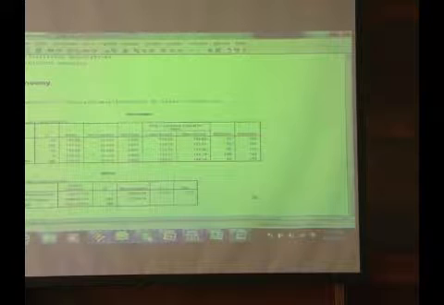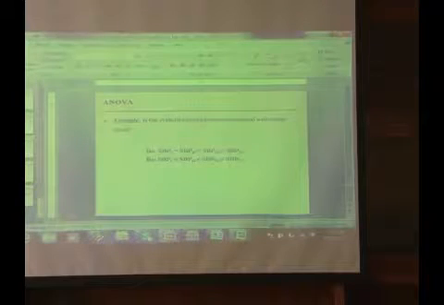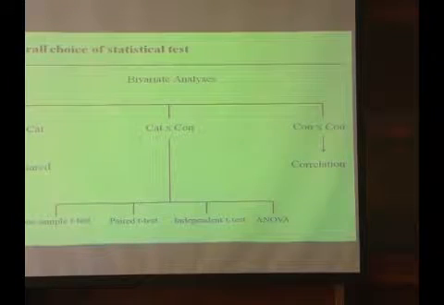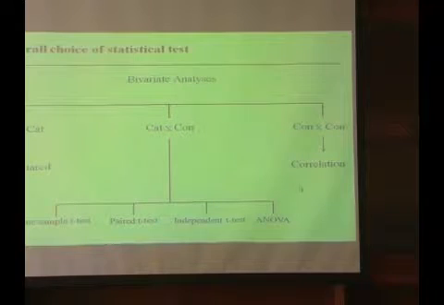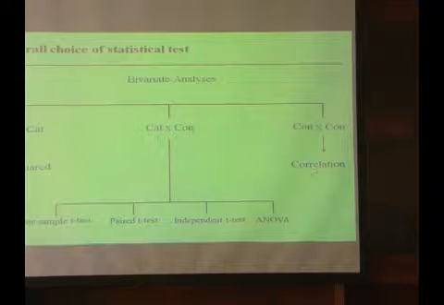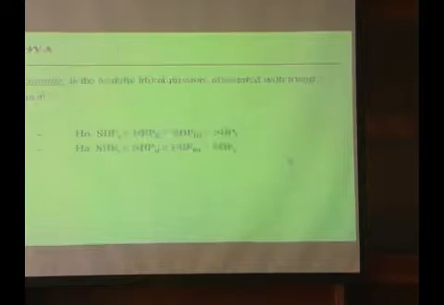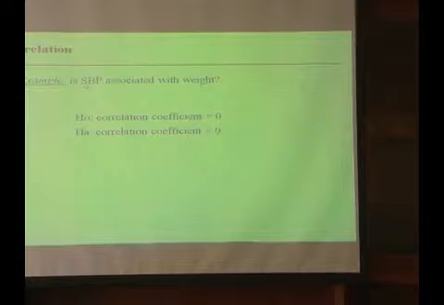Now, the last thing I want to give you is, what if we have two continuous variables? Assume you want to see whether systolic blood pressure is associated with height. Both of them are continuous variables. I cannot do a chi-square. I cannot do a one sample t-test or an ANOVA or a paired sample t-test or an independent sample t-test. I have to do something we call correlation.